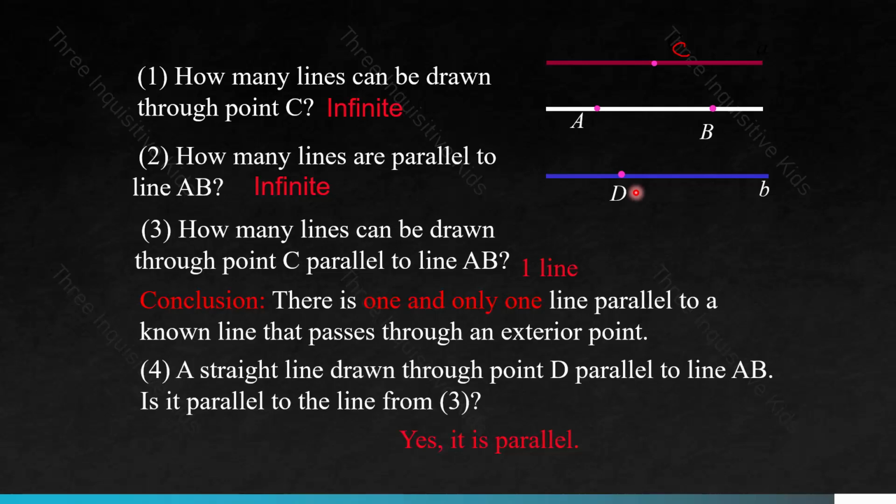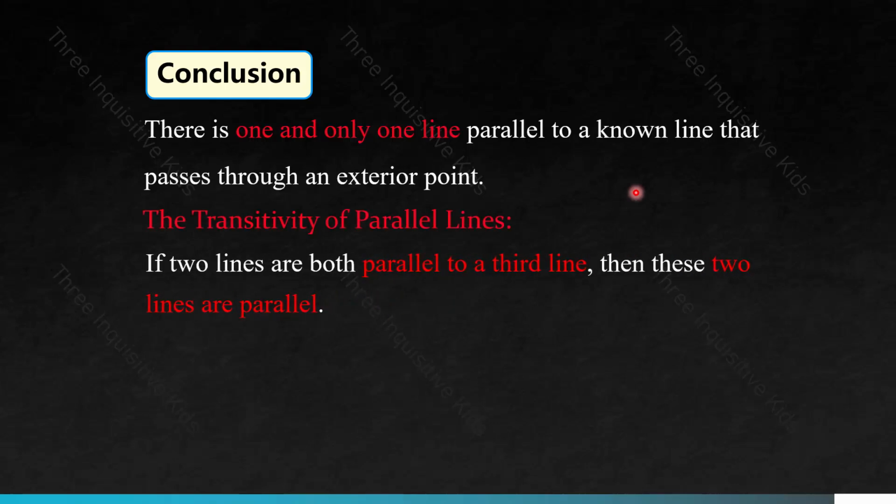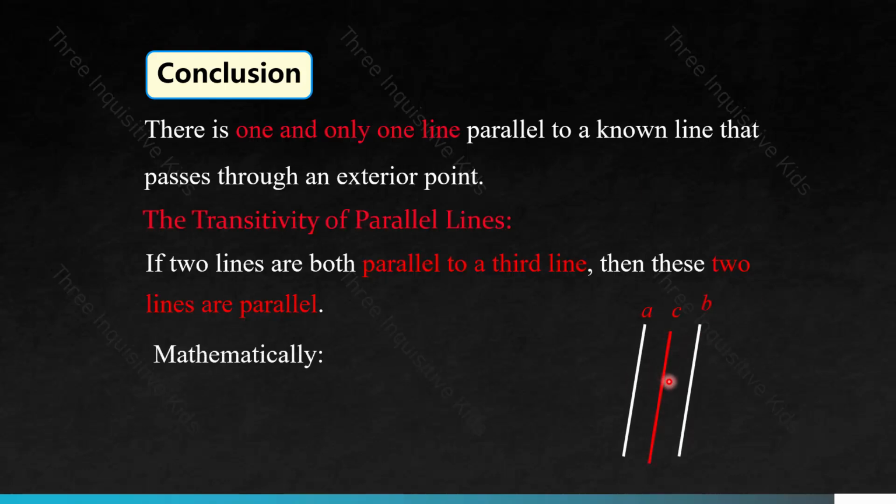But anyways, our conclusion is that there is only one and only one line parallel to a known line that passes through an exterior point. The transitivity of parallel lines. If two lines are both parallel to a third line, then these two lines are parallel. Such as in here, if line A is parallel to line C and line B is parallel to line C, then both lines A and B are parallel.